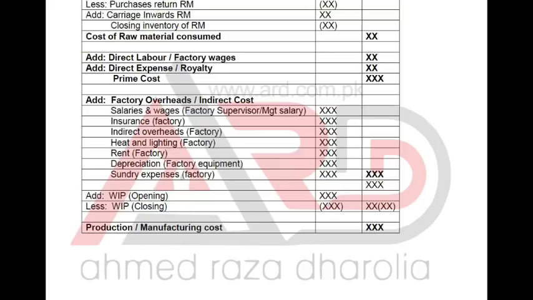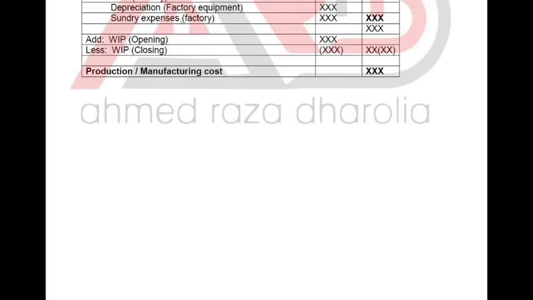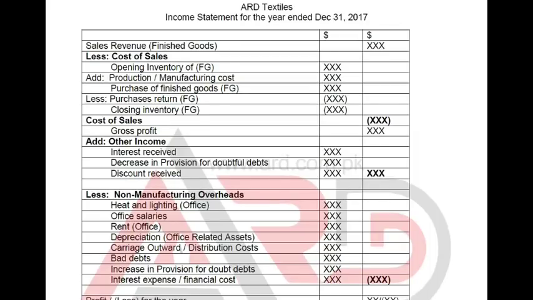So I hope you are getting the idea of how a manufacturing account is constructed. Now I'm moving forward to the next part, that is the income statement. The manufacturing account comprises around 12 to 15 marks in CAIE examinations. Then we'll be coming to the income statement.